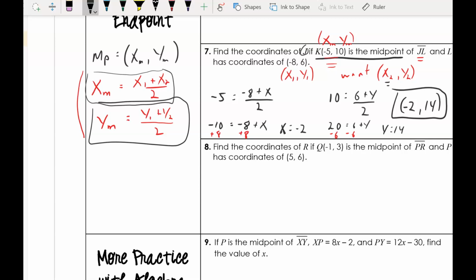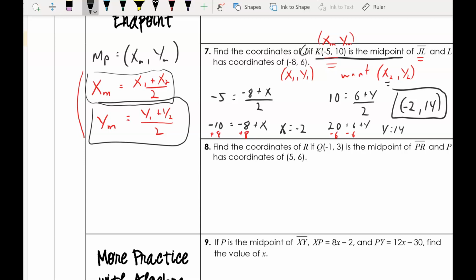Okay, so we just did a midpoint problem where we're given the midpoint and we're looking for an endpoint. Now the problem with the first method that I showed you is that it's very abstract. You don't have any visual to go with it, and that's the way that most books teach it. But I'm going to show you a visual way.